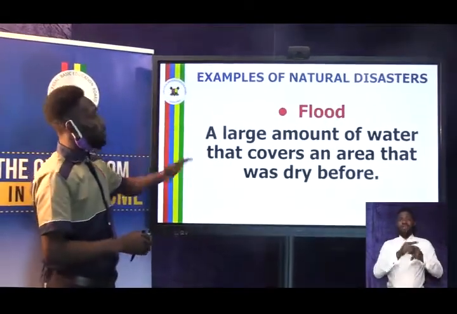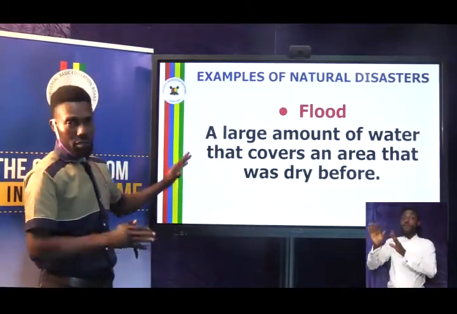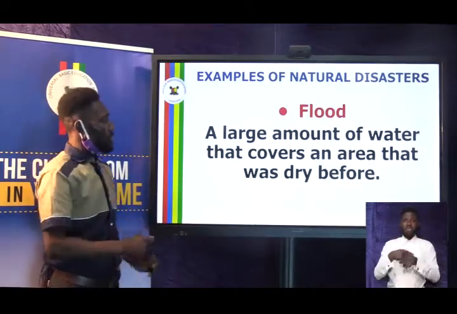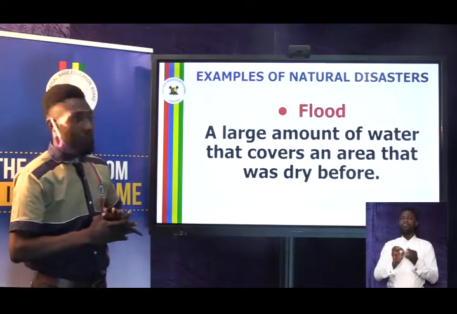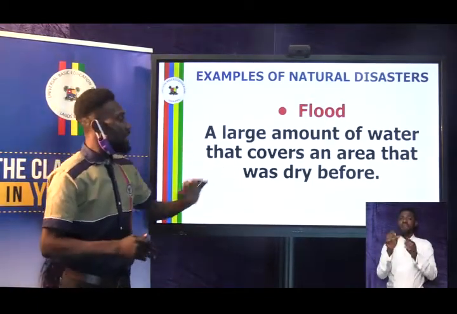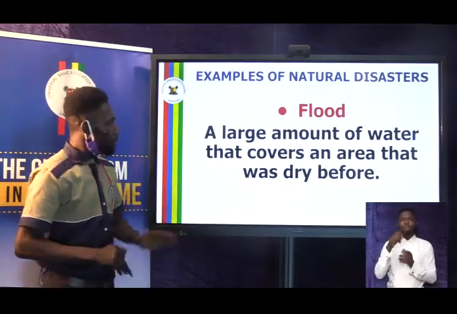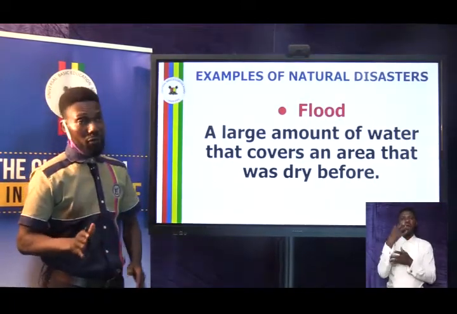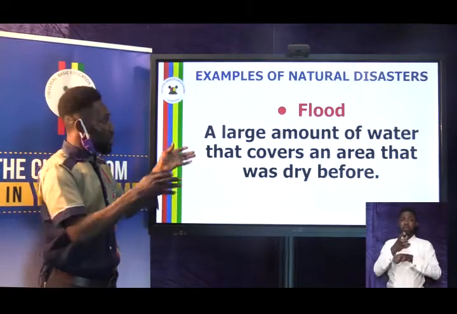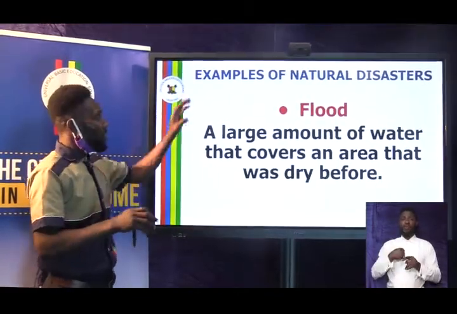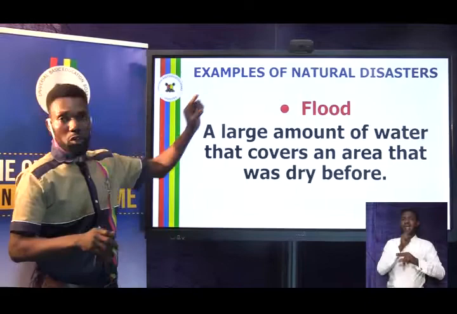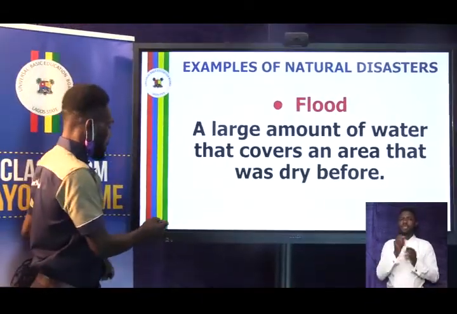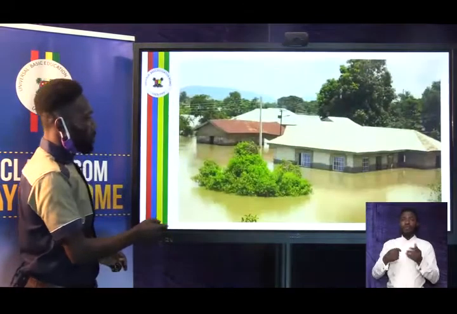Another example of natural disaster is flood. This one, you are very familiar with it. I showed you the other time when we started. It's a large amount of water that covers an area that was dry before. Mostly it is being caused by human factors, but we have flood that is a natural disaster that is not caused by human factor and is a problem. So let's check what we are talking about.